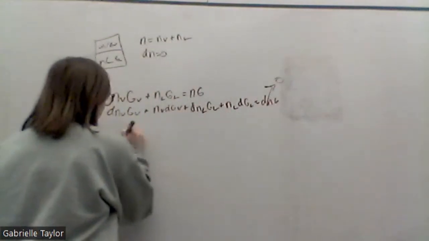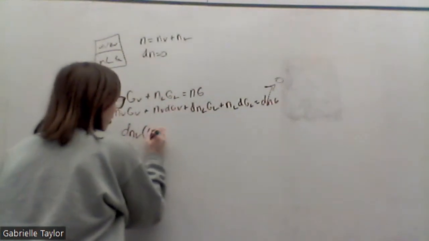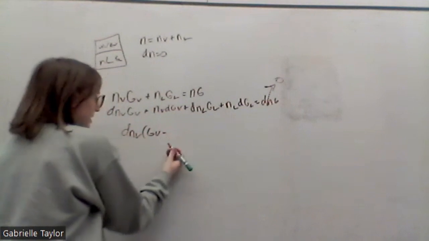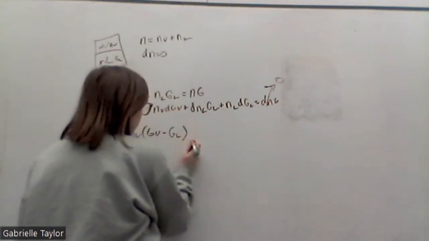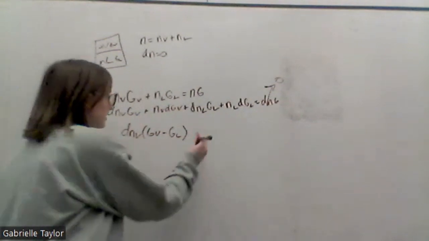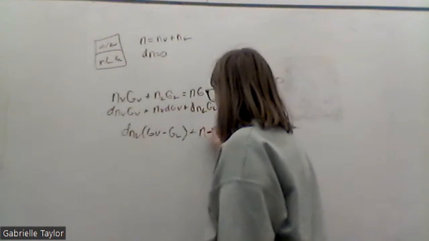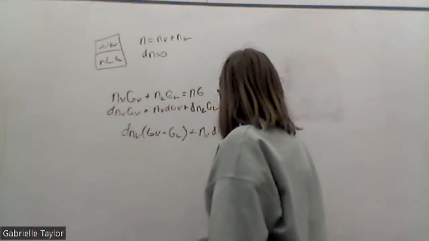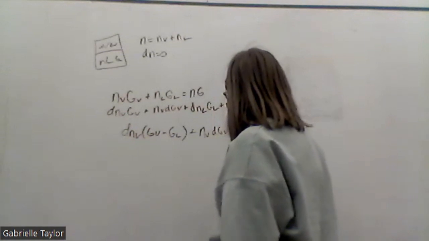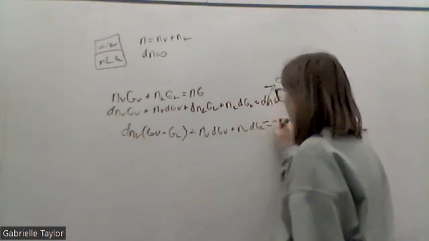So now the next thing that we want to do is combine like terms. So we know that the differential change in moles in the liquid is going to multiply our Gibbs in the liquid minus our Gibbs in the vapor, and then we're going to have the number of moles in the liquid and the number of moles in the vapor, and this is going to equal 0.